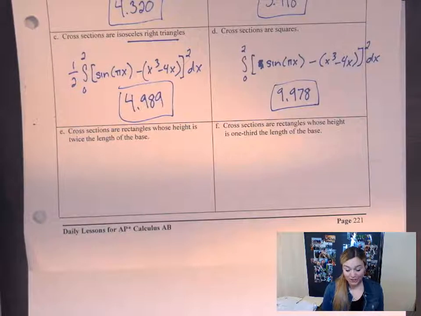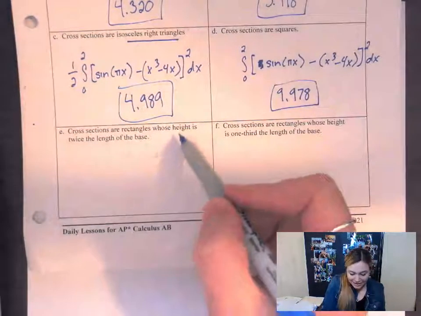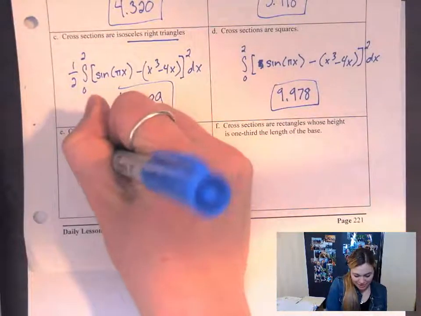If you haven't tried these yet, now's a great time. So this one are cross sections that are rectangles. Let's think about this. Whose height is twice the length of the base. Cross sections are rectangles whose height is 1/3. Okay, so if before it was base times height and f of x minus g of x, and then it was f of x minus g of x for the height. Here, if the height is just twice, it's just going to be f of x minus g of x.